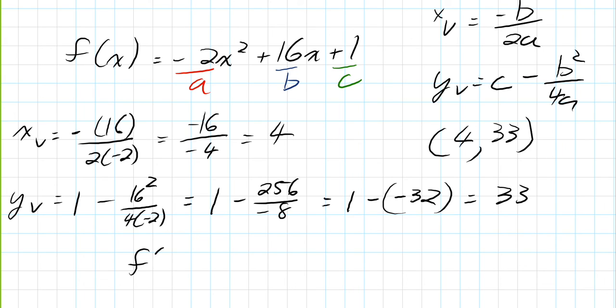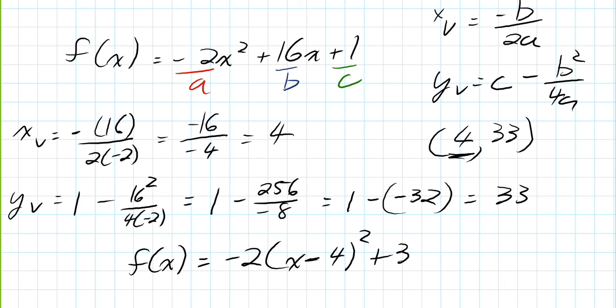So for vertex form, the a value is still -2. The h value is whatever the x was. So we subtract, and this one's +4, so we subtract +4. And this becomes +33, and that's it. So this can sometimes be much faster than completing the square if you get used to the formula.